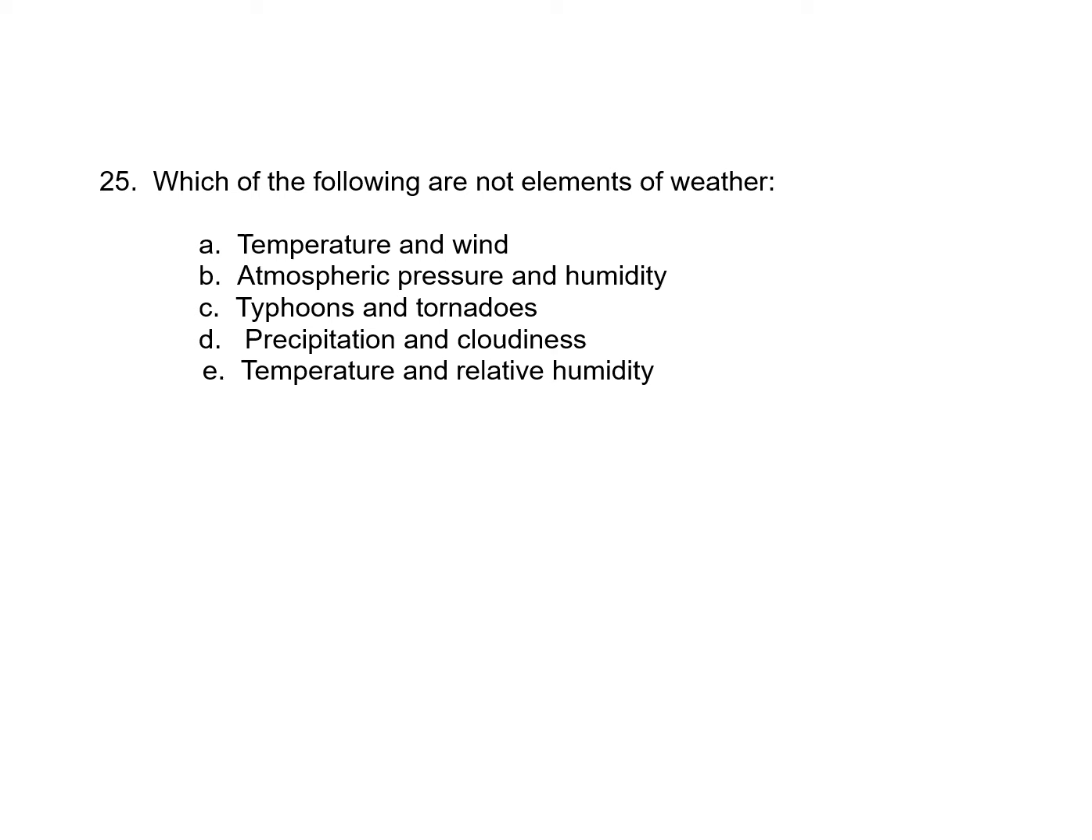Number 25. Which of the following are not elements of weather? A. Temperature and wind, B. Atmospheric pressure and humidity, C. Typhoons and tornadoes, D. Precipitation and cloudiness, E. Temperature and relative humidity. The answer is typhoons and tornadoes.